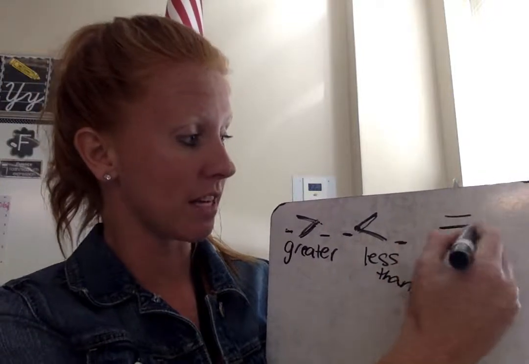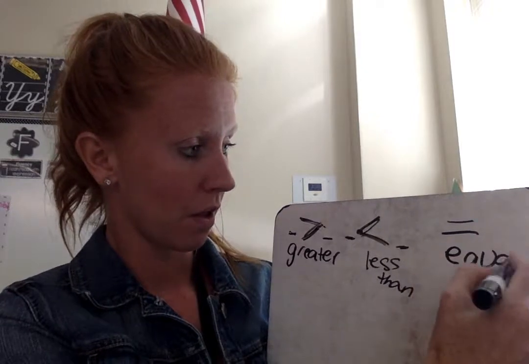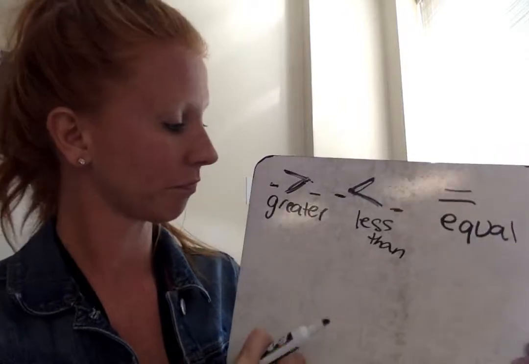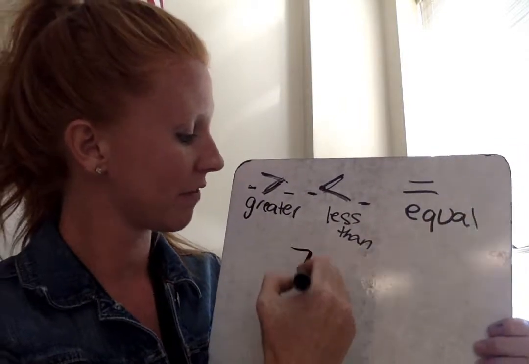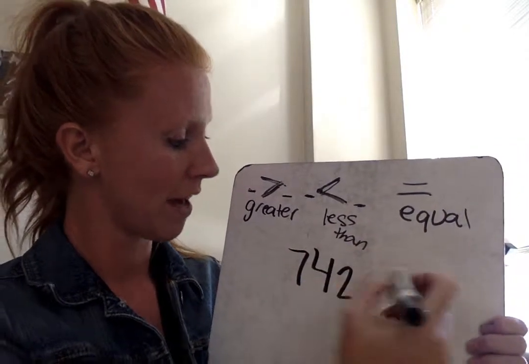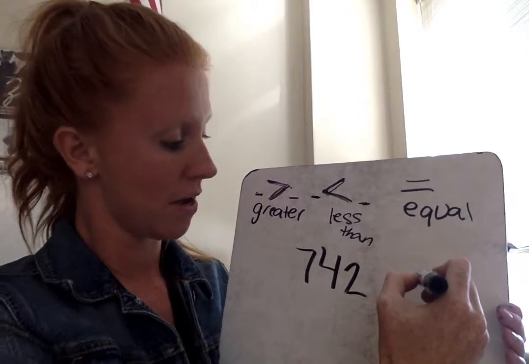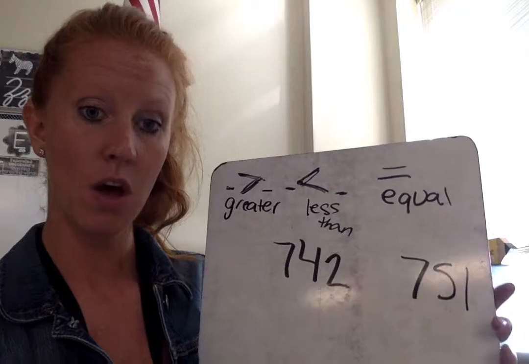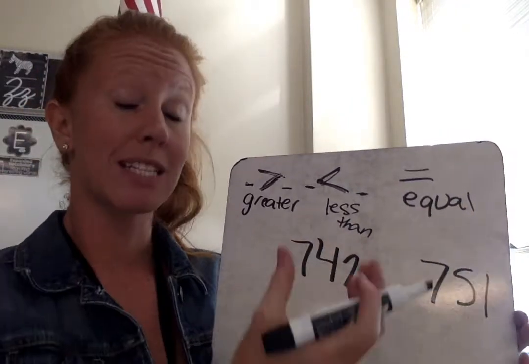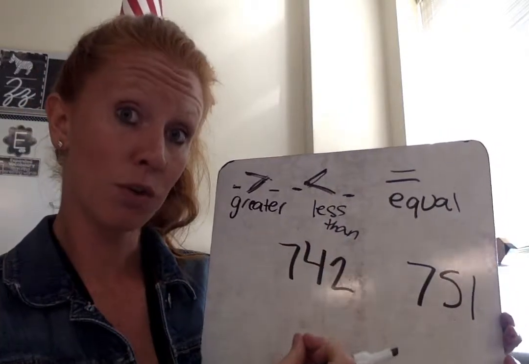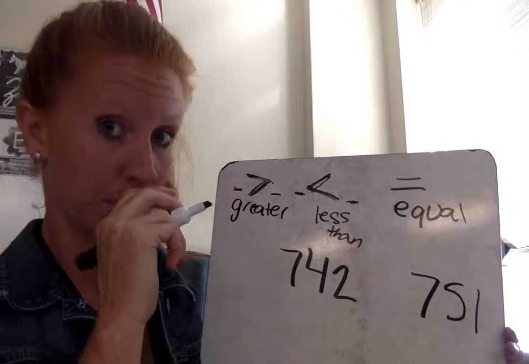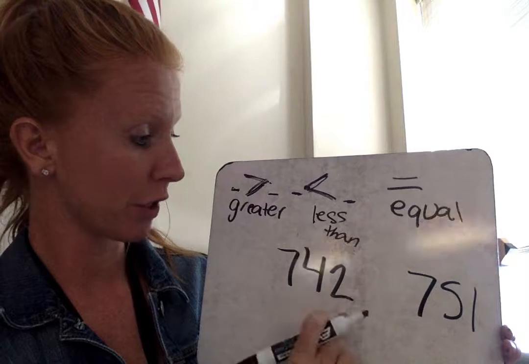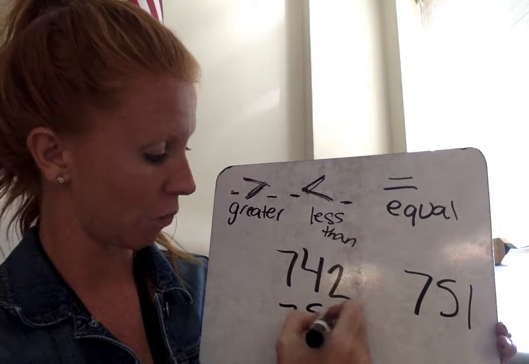And then, of course, we have the equal sign. All right, let me show you a few examples. We're going to start with this. Say we have the number 742, and we have the number 751, okay? What you can do is you can set them up and down so that you can easily see them. So I'm going to write 742 and then 751.